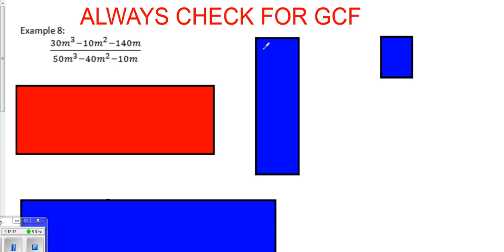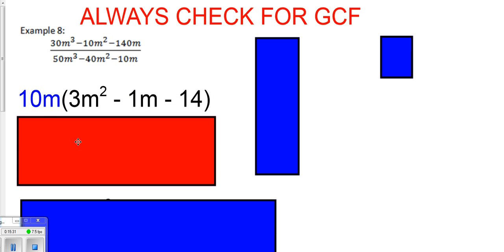Example 8. Again, always check for greatest common factor. Looking at the top piece, 30m cubed minus 10m squared minus 140m. We can take 10m out of each of those, and we'd be left with 10m as the greatest common factor on the outside. Inside, we are left with 3m squared minus 1m minus 14.